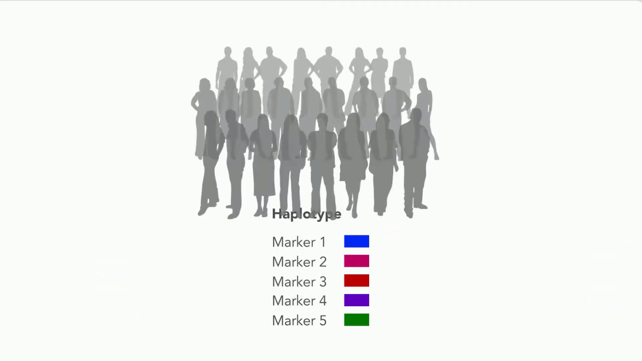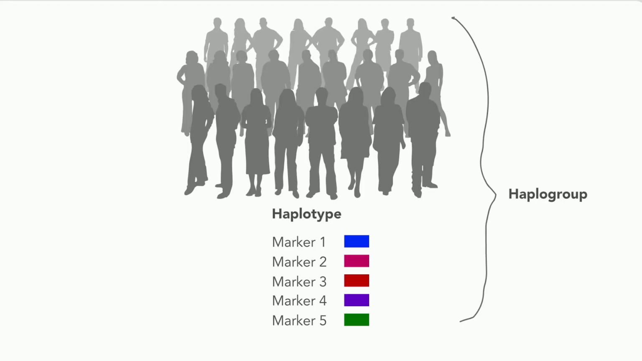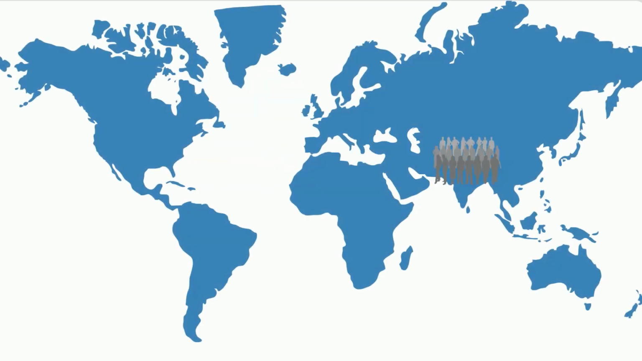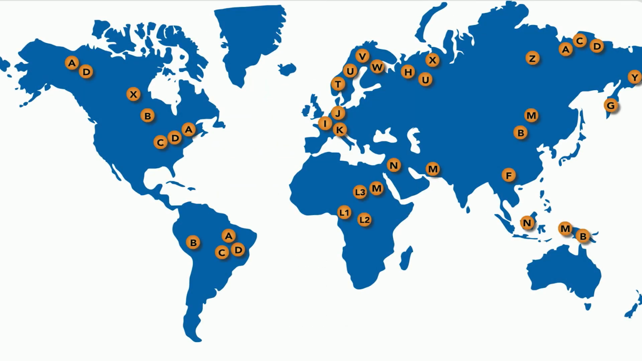People whose haplotypes have all or most of the same marker alleles in common belong to the same haplogroup. In the case of mitochondrial and Y chromosome DNA, different haplogroups have been traced back to specific geographic regions around the world.